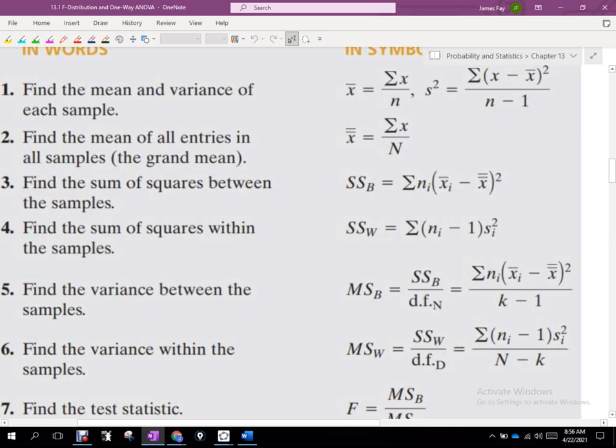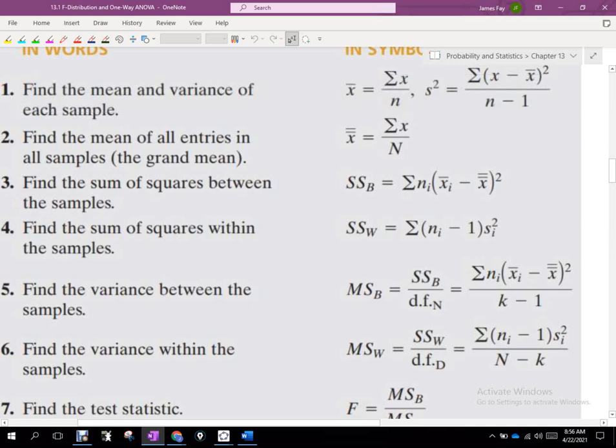So this alone, maybe not all that bad. There's 8 or 9 formulas here. But what happens is that if I've got 3 samples now, I've got to do this stuff 3 times.